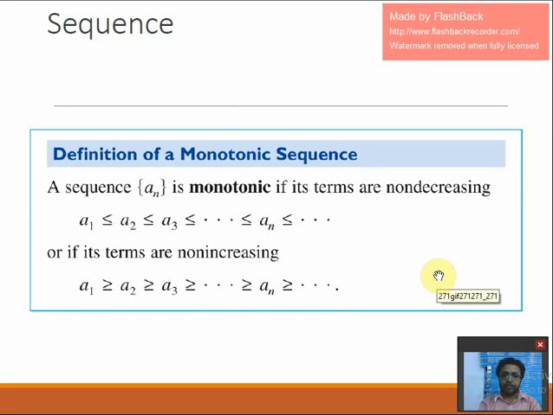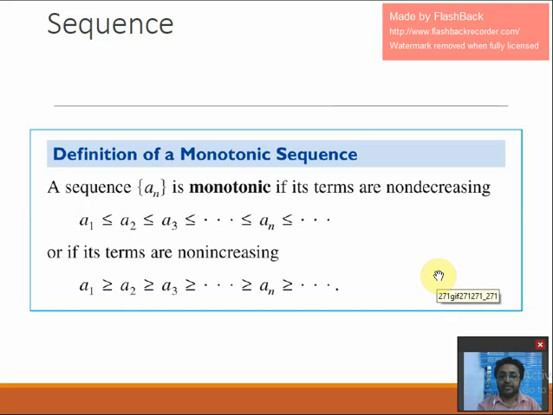Now, come to the classification of sequences. By the properties of sequences, we can classify them. First of all, consider AN as a sequence. If we look at the sequence values, sometimes the values are in increasing order, sometimes in decreasing order, and sometimes in some portion it is increasing, in some portion decreasing, or it is oscillating like this.